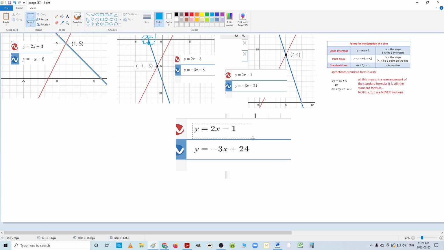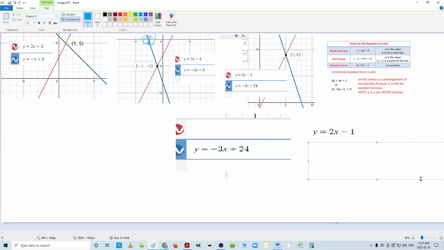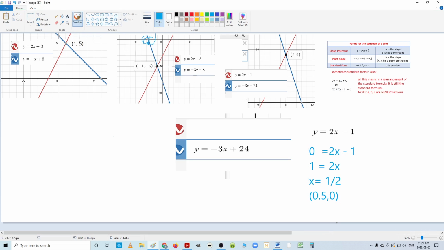But let's see what our x-intercepts are. Well, that's when y is equal to 0. So I'm going to just make it equal to 0. I got to add 1 to both sides. I got to divide by 2. Which means at 0.5, 0 is when this line will hit the x-axis. And sure enough, if we look closely, and even though the squares aren't drawn properly because there is a line there, it goes right through at 0.5.